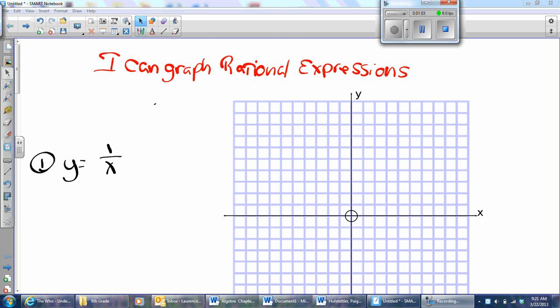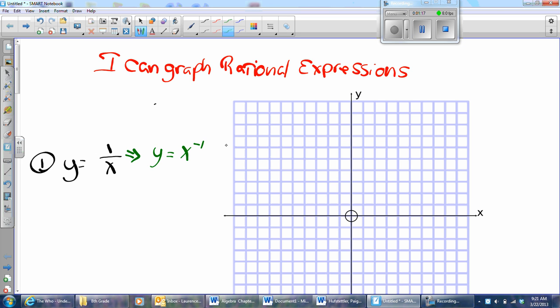I could rewrite this as y equals x to the negative first power, right? Isn't 1 over x the same as x to the negative first power? So you see the exponent is not actually 1, it's negative 1. So this will not be a linear situation. Now it's not going to be quadratic, it's not going to produce a parabola because it's not squared. The highest power is not 2.